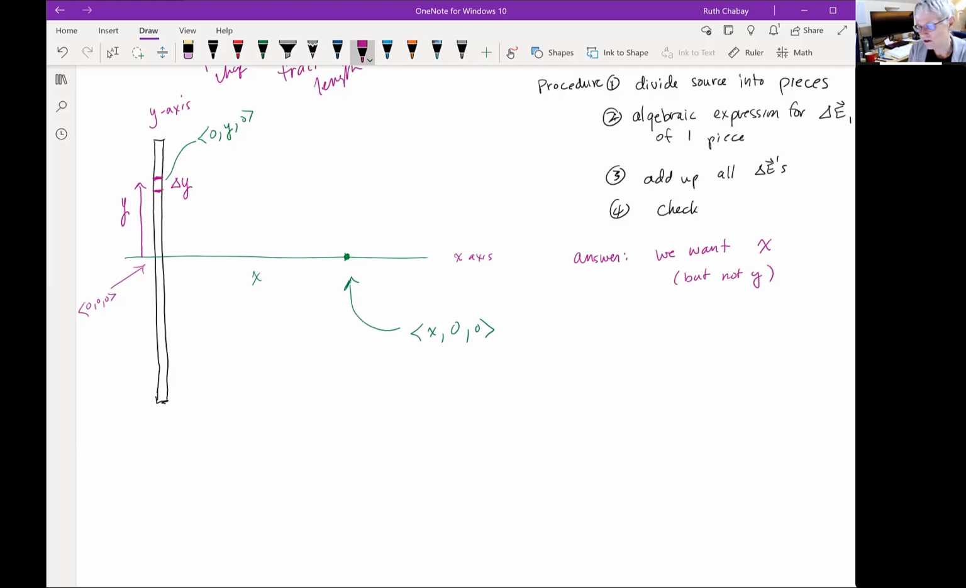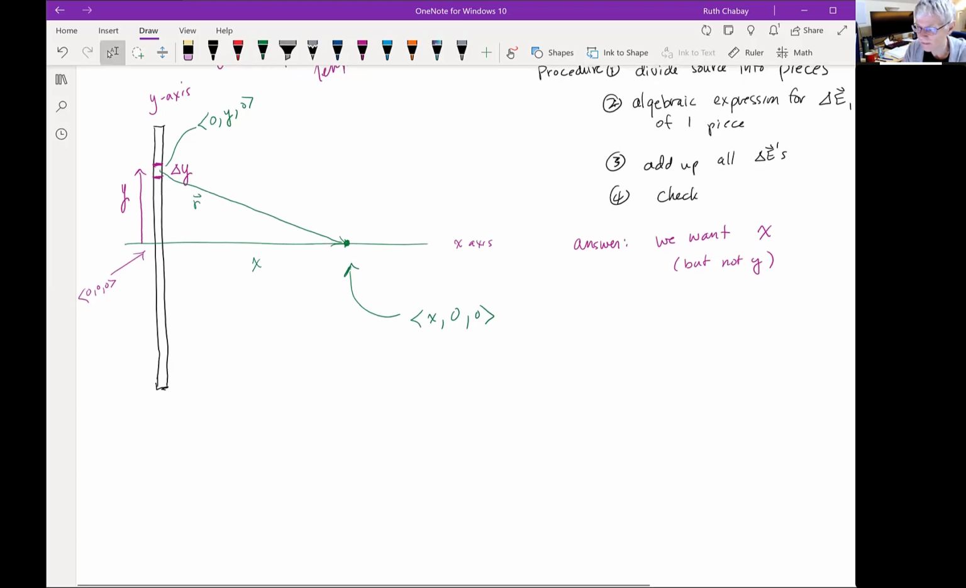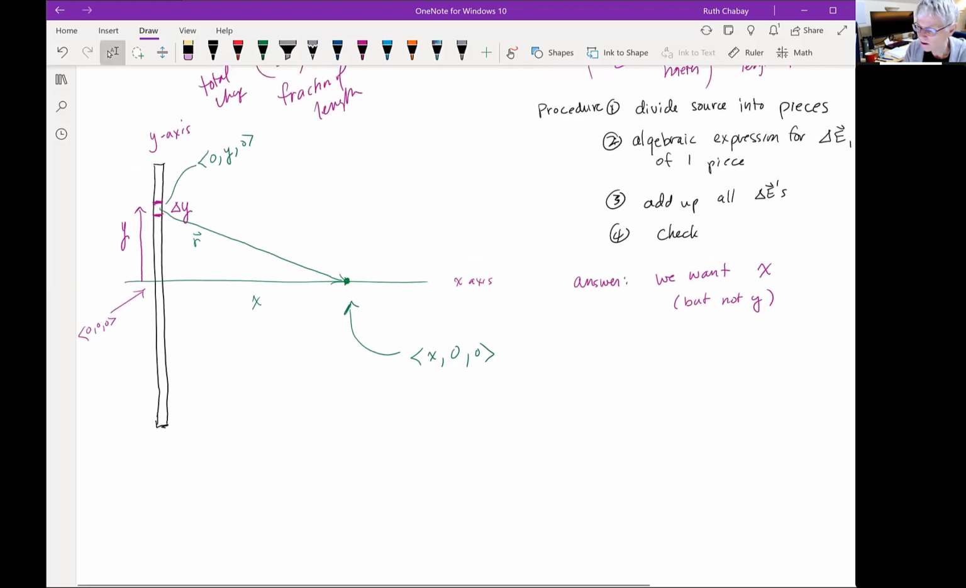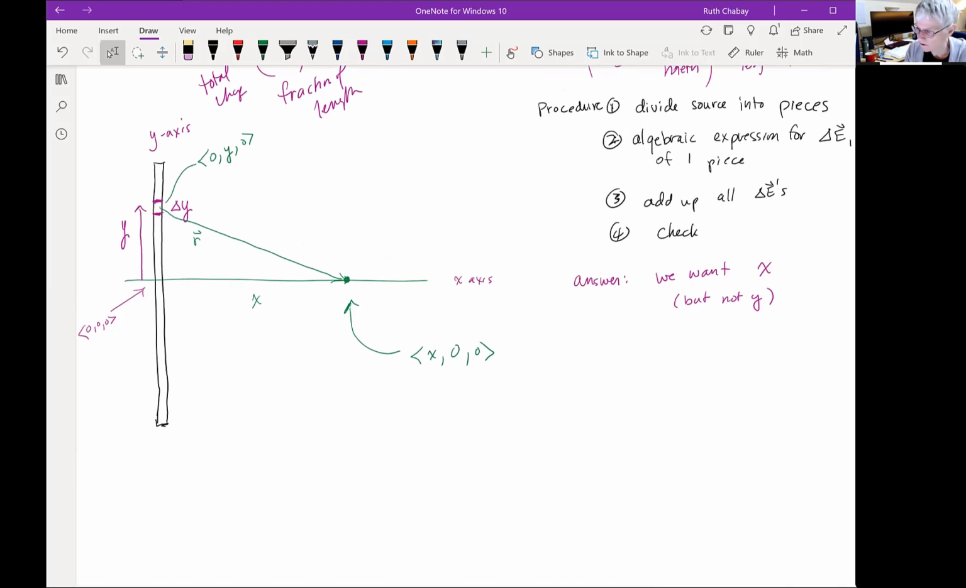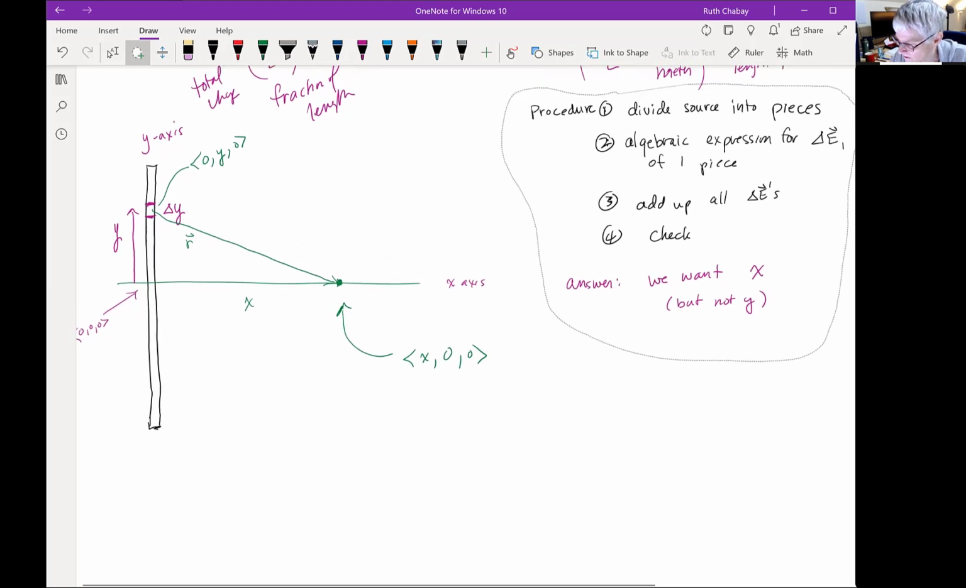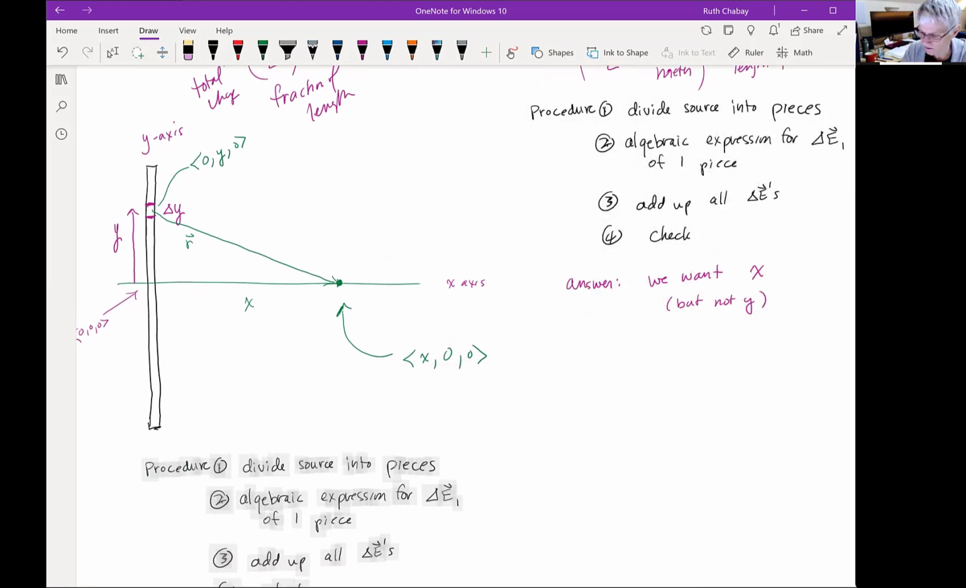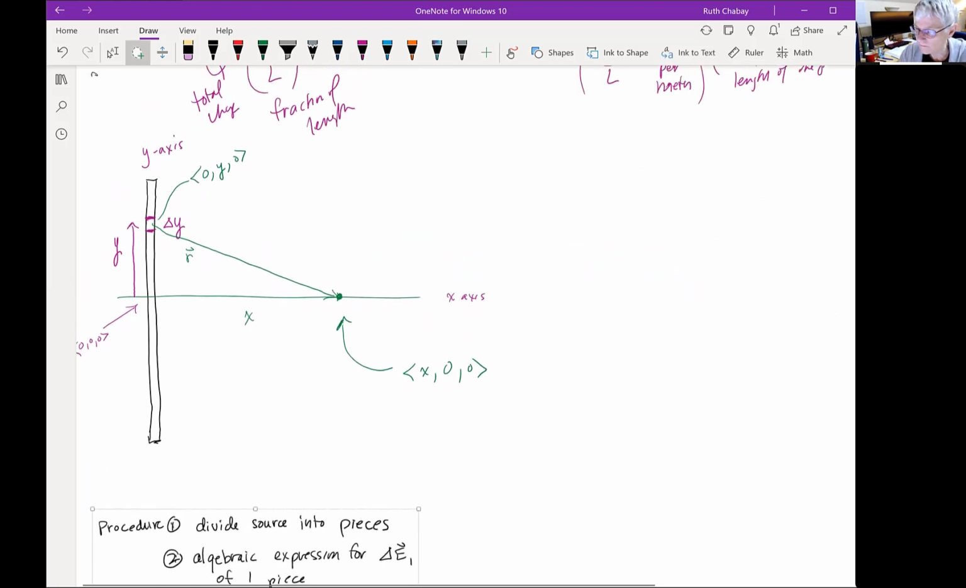Okay, so let's actually work this out for a particular piece. So the first thing we have to do is find the vector r. So here's our vector r that goes from the source to the observation location. This is important, but I actually don't want it on this piece of what I'm doing right now, so I'm going to move it down here.